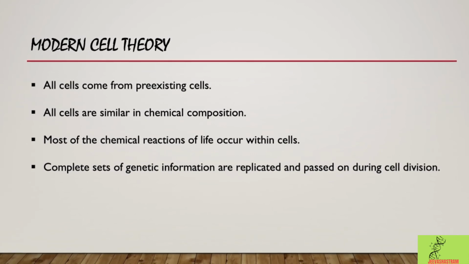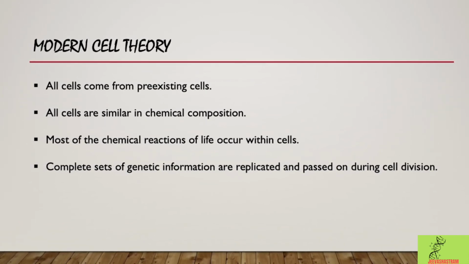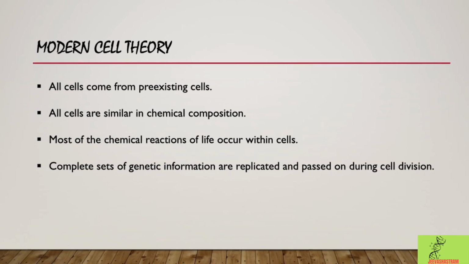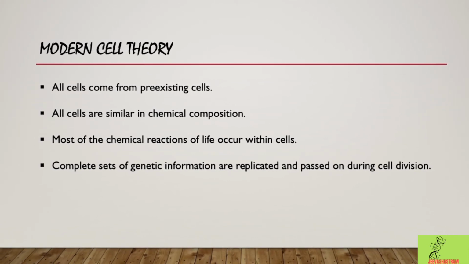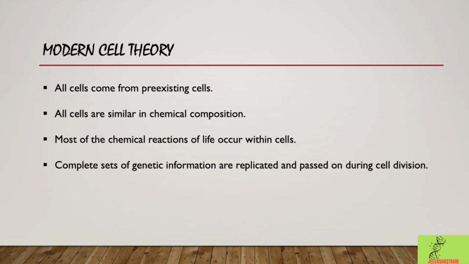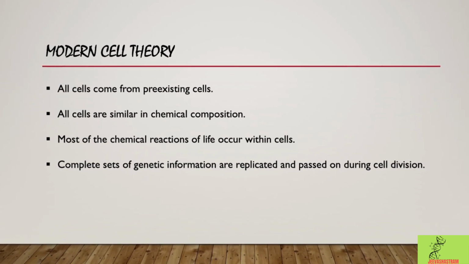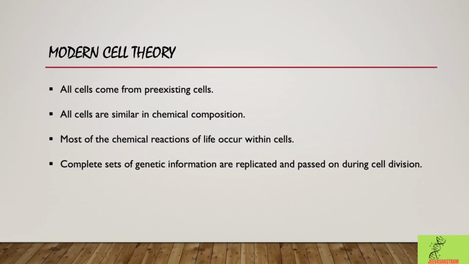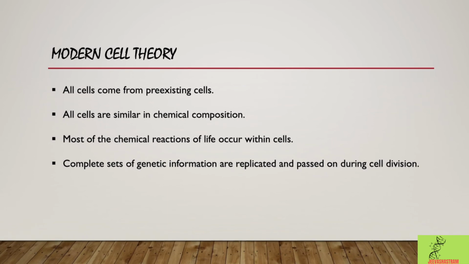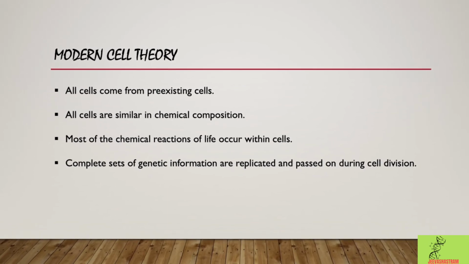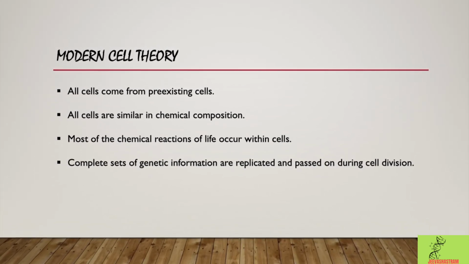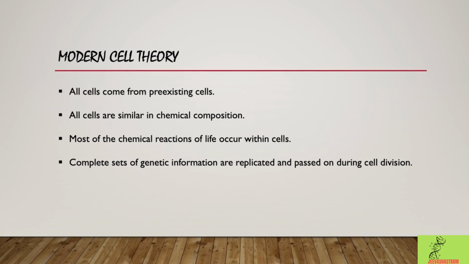What does it say? It says all cells come from pre-existing cells. All cells are similar in chemical composition. Most of the chemical reactions of life occur in the cell. Complete sets of genetic information are replicated and passed on during cell division. These are the four postulates of modern cell theory.